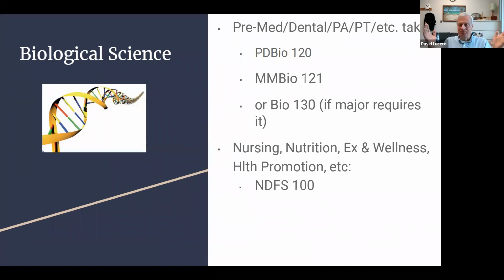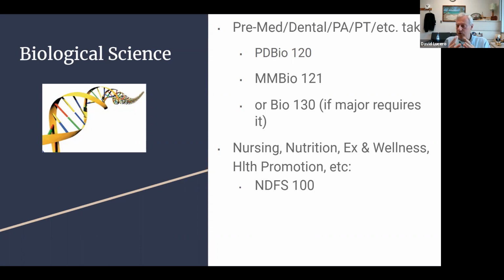Biology, take whatever you want. There's about a dozen choices. However, if you're any of these pre-med, pre-dental, those kind, you'll need to take either PD Bio 120 or MM Bio 121. They count for GE and they count for pre-med or those pre-health, and they count for the majors that usually go along with that. Biology 130 is, you can take that one, it'll count. It's a 4 credit hour class. It's for biology majors. It's a little more intense.